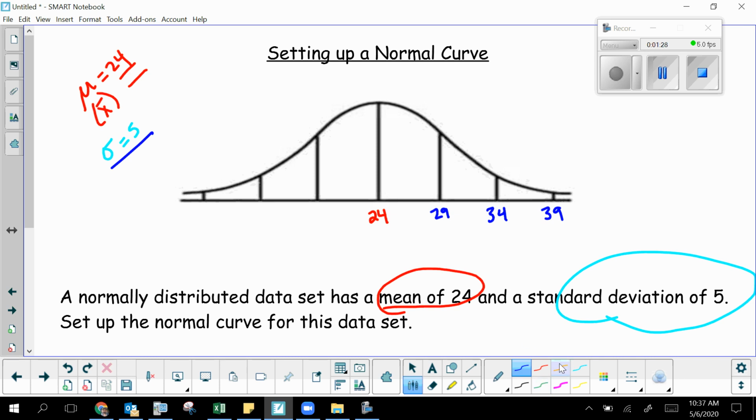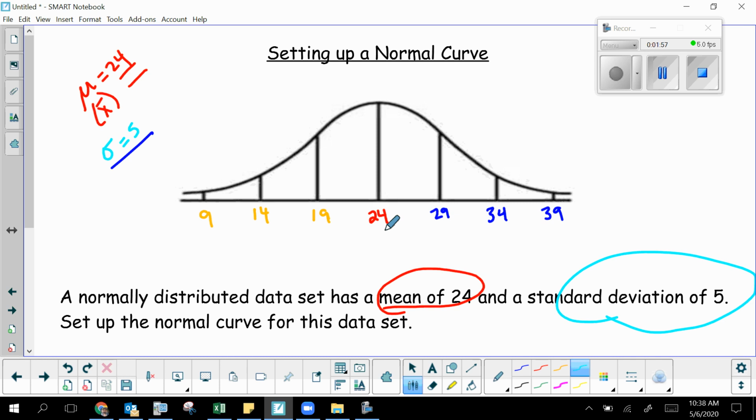Going back in the opposite direction, if I subtract 5 from 24, I get 19. So one standard deviation below the mean would be a value of 19. Subtract 5 again: 19 minus 5 gives us 14, which would be 2 standard deviations below the mean. And one more time, 14 minus 5 gives us 9, which would be 3 standard deviations below the mean.